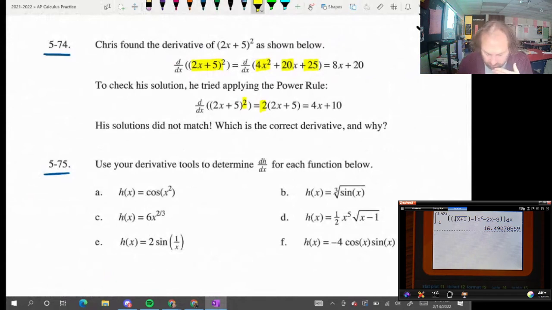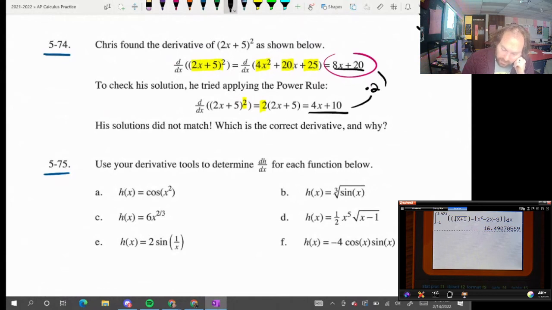Of course, his solutions don't match. What's the correct derivative in y? Well, the top one is the correct derivative. This is wrong. And if you're noticing, both the answers are just off by a little bit. If you were to take the bottom answer and multiply it by 2, you would get the top answer. And the reason why is because our friend Chris forgot about the chain rule.